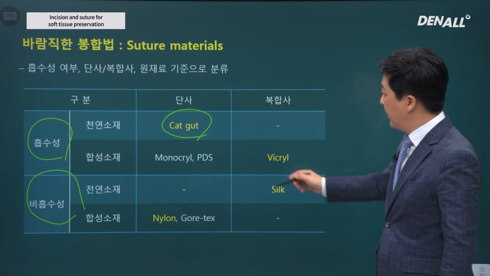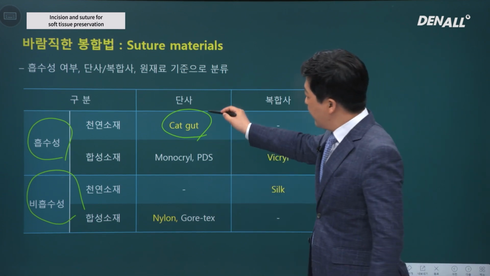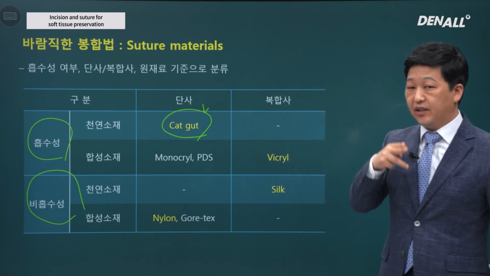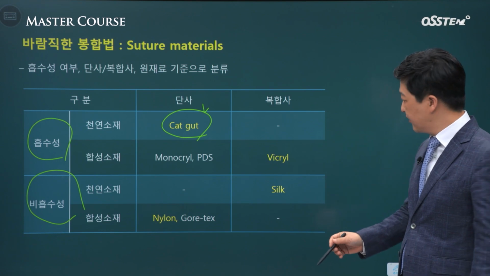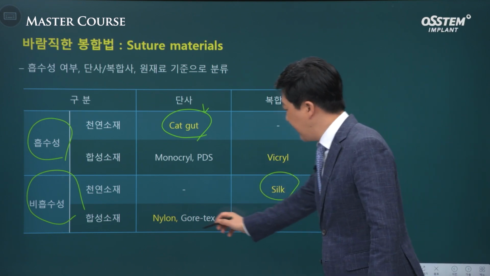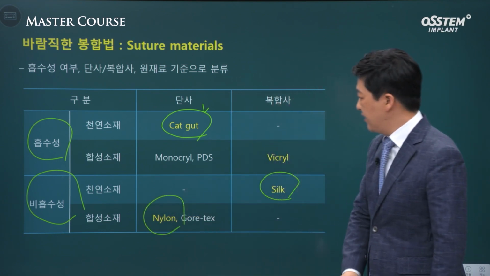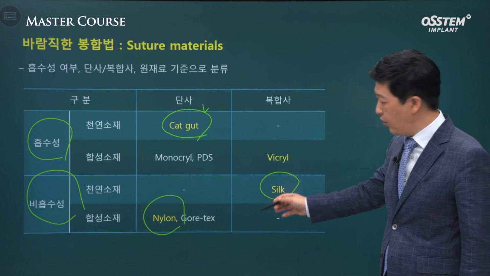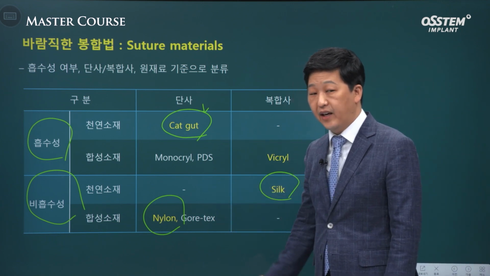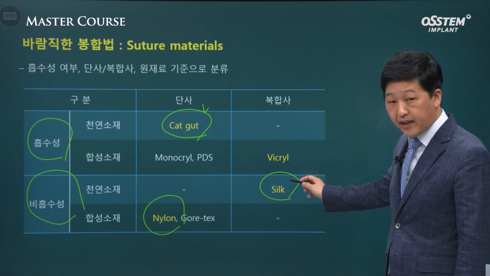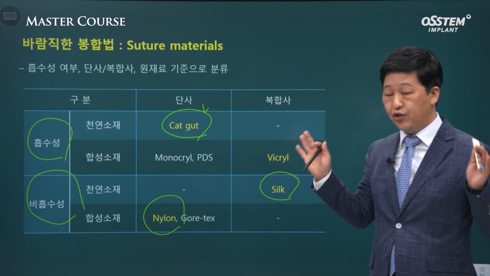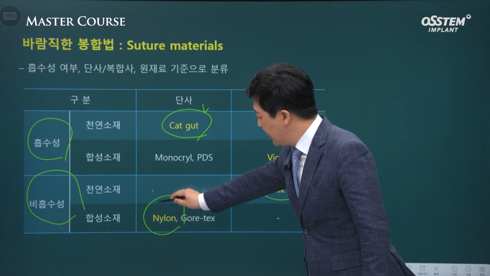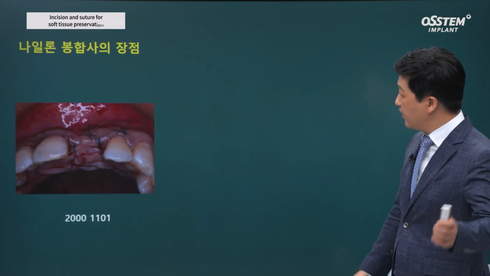When we reflect a partial flap and use catgut at stitch out, you can minimize patient pain. But what is most frequently used is either silk or nylon. Personally, I don't prefer silk. I primarily use nylon. I only use silk for extraction, and as for implant surgery or soft tissue management, in most cases I use nylon. Let me tell you the reason.